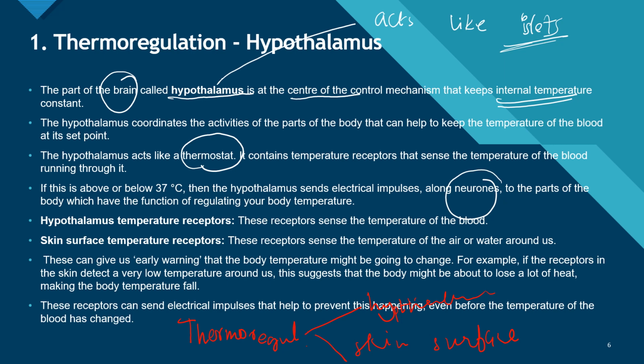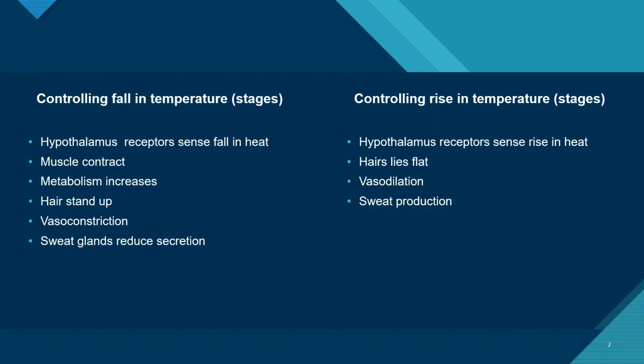Now these skin surface temperature receptors and the hypothalamus give us an early warning that the body temperature is going to change. It might go above or below. For example, if the receptor in the skin detects a very low temperature around us, it will suggest that the body might lose a lot of heat, making the body temperature fall. The receptor then sends the electrical impulse that helps to prevent this from happening even before the temperature of the blood has changed, right? Then controlling the fall in temperature and controlling the rise in temperature.